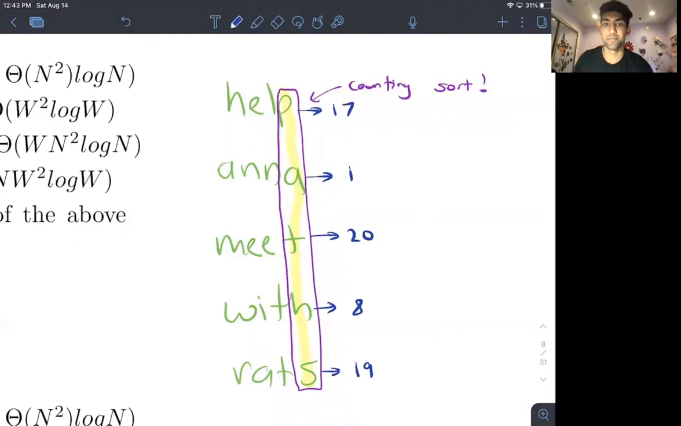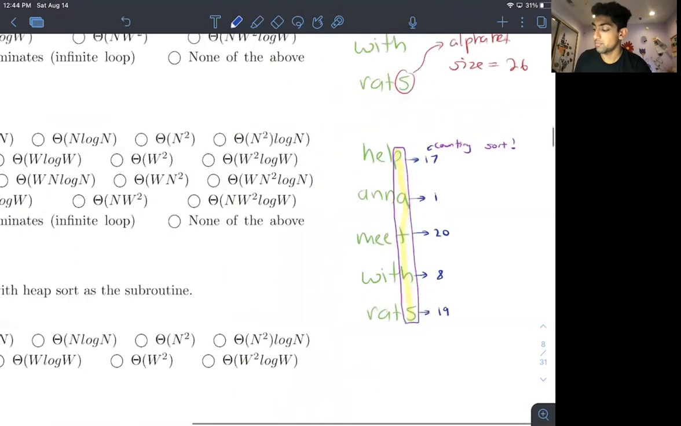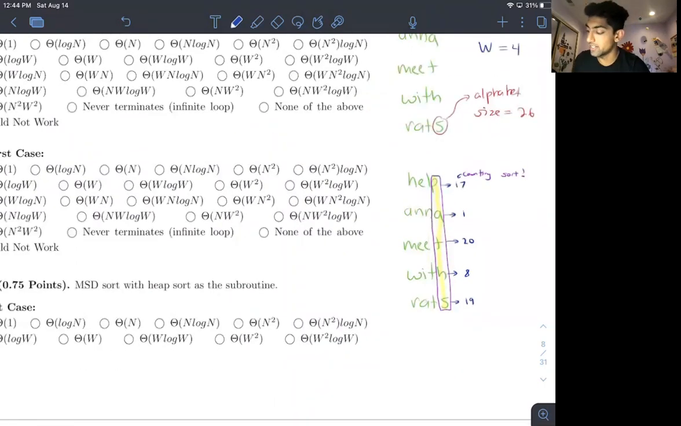But anyways, what we've done so far is we've taken each one of these letters and converted it to a number. Now with these numbers, we're going to run counting sort on these numbers. And that's one pass of LSD radix sort. And we're going to do W passes. So now we can understand what's happening here.